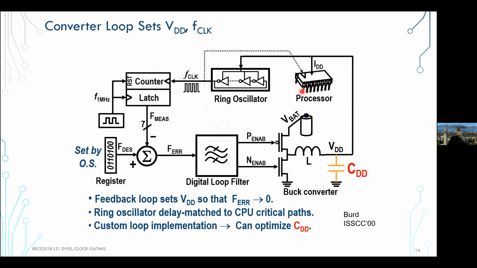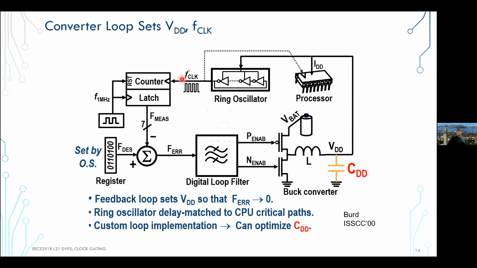So you're trying to essentially regulate the supply on the processor for a frequency target that's set by the OS. You have this ring oscillator, which is really a frequency sensor. The ring oscillator will give you a certain counting frequency for a certain supply voltage. The higher the supply voltage, the higher this F clock is. So there's some monotonic curve that this will generate.